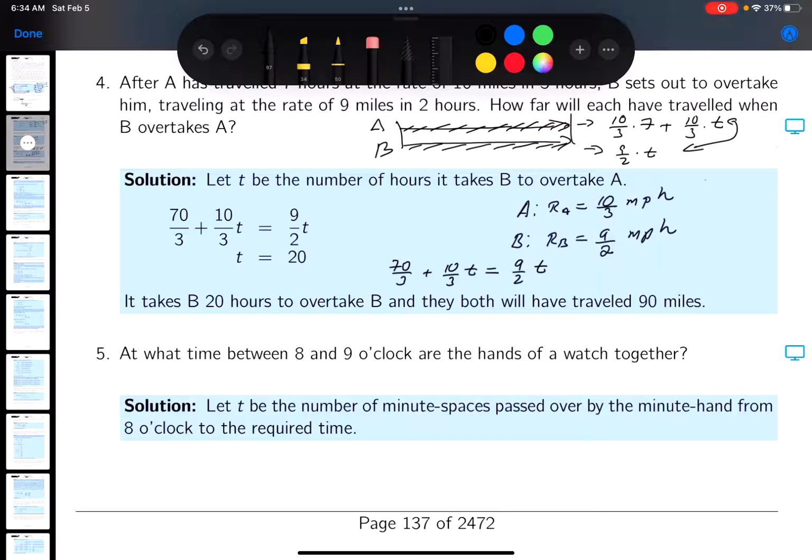Right now, I'm at the point where I've read the problem, I kind of understand what they want, and what I have to do. I really have to answer the question. Someone says, what's the question? How far will each have traveled? Well, I have an abstraction for that. For example, B has traveled 9 halves of T, and A has traveled 70 thirds plus 10 thirds of T. But I don't know what T is yet, and we'll do that right now.